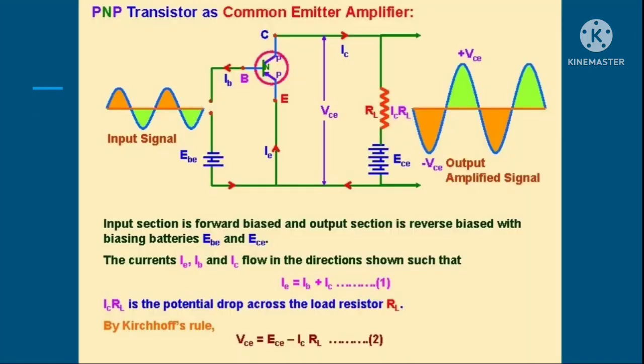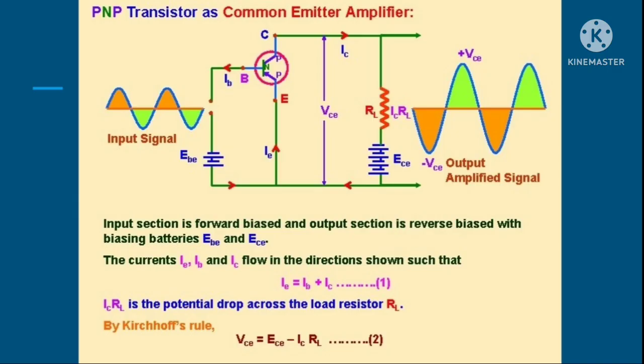Now the next one is the amplifier circuit using a PNP transistor. Here is the circuit diagram. In this, the input signal to be amplified is applied across the input circuit, and the amplified output signal is obtained across the output circuit having the load resistance. Again, the collector current plus base current is equal to the emitter current, and the collector voltage is equal to the applied voltage minus the voltage drop across RL.